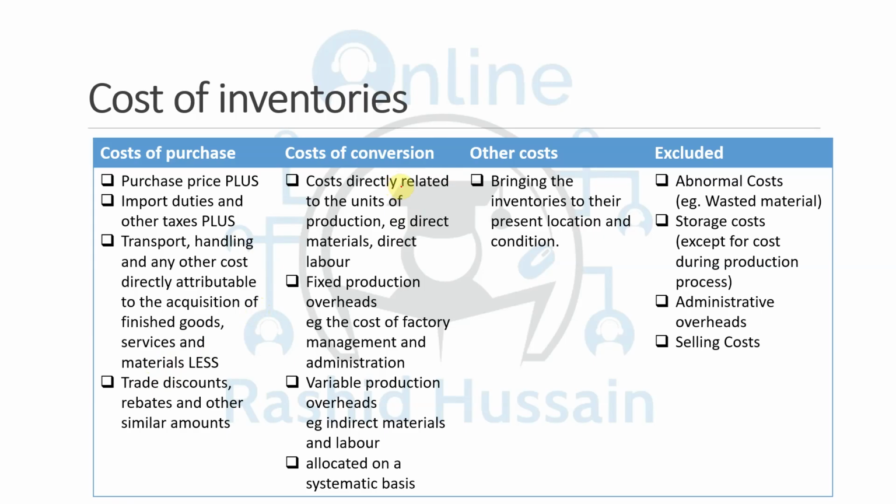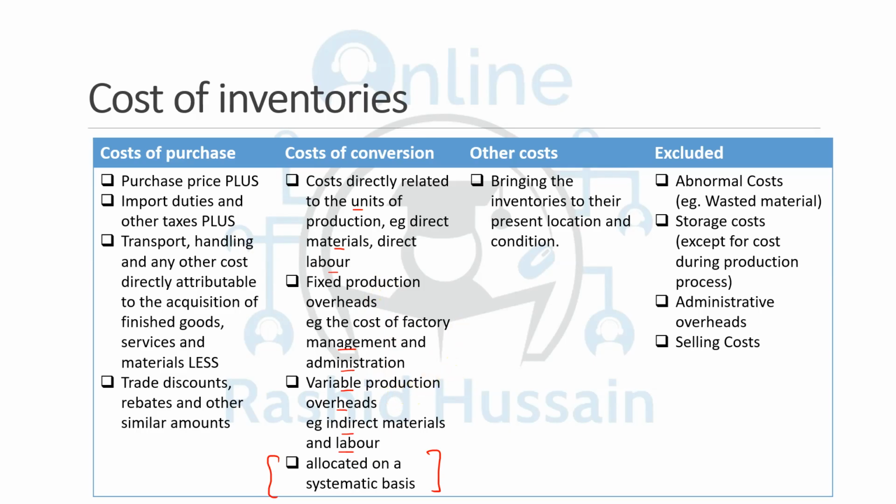Then we have the cost of conversions. So what are these costs of conversion? Costs directly related to the units of production, for example, direct material and direct labor. And then we have the fixed production overheads, for example, the cost of factory and management administration, and then variable production overheads, for example, indirect materials and labor. But remember, these should be allocated on a systematic basis.